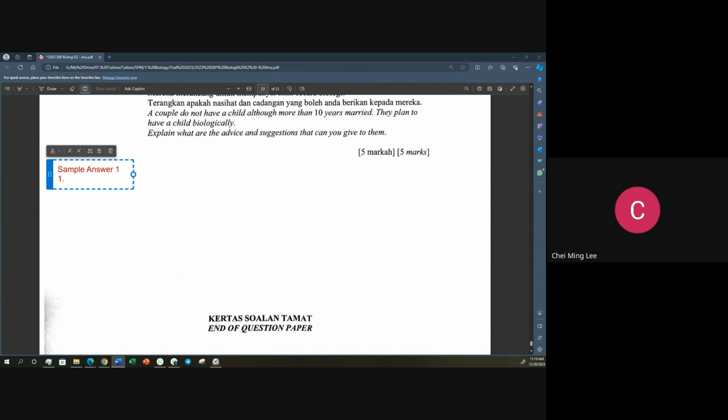So first, you can mention about IVF, in vitro fertilization, where the ovum or secondary oocyte will be taken out from the ovary, or we say from the wife.